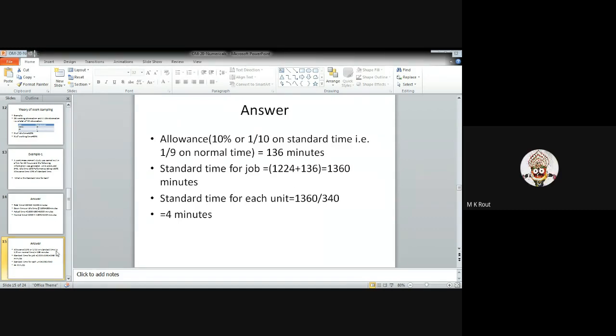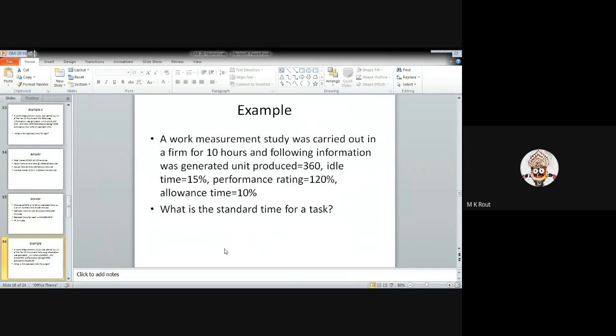Okay, try to solve another one. This is the problem statement. The work measurement study was carried out in a firm for 10 hours, and the following information was generated. Units produced is 360, idle time is given as 15%, performance rating is given as 120%, and allowances time is given as 10%. You have to calculate the standard time for a task.